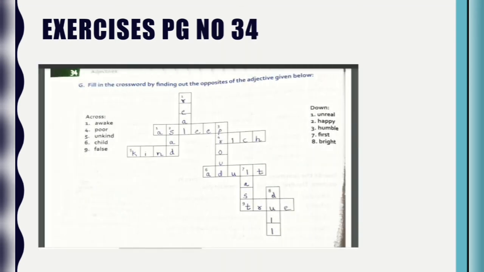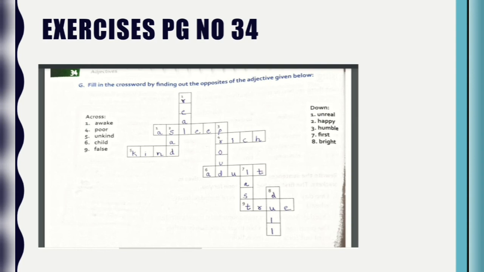Understood? Now on page number 34 you are given the another exercise. Let us solve that. Here you have to fill the crossword by finding out the opposites of the adjectives given below. So first one is awake. Now what will be the opposite of awake? Opposite of awake will be asleep. So across you will write asleep.